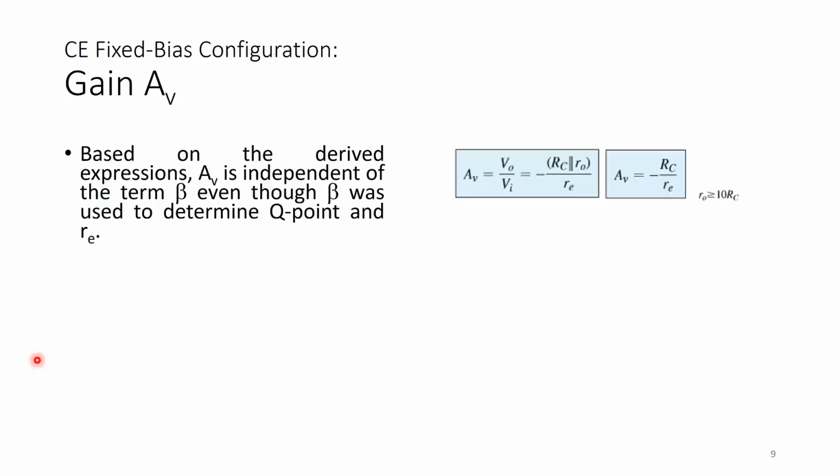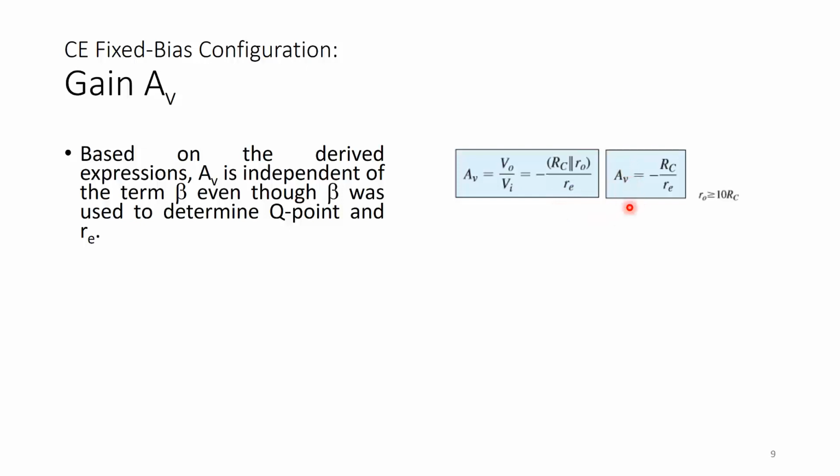Okay, so now also maintaining the information about gain, we got this from the previous slide. I just copy paste here. Based on the derived expressions, now we're looking at this expression of gain and going to have some insight into the expressions. AV here is independent of the term beta. Even though beta was used to determine the Q point and RE, when you get AV, it's independent of beta, and that's good, right? Because now you can determine AV.